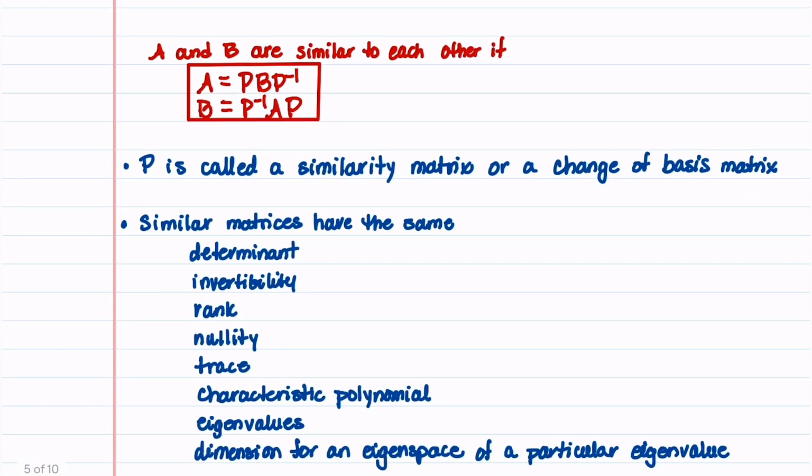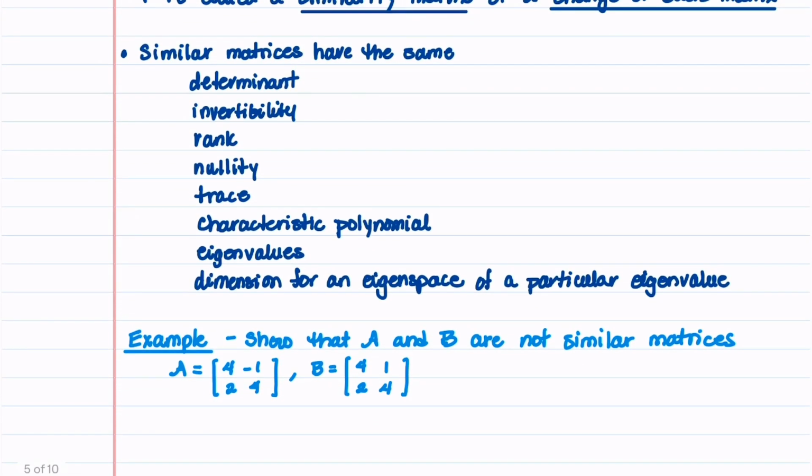Let's talk a little bit more about P. P is called a similarity matrix or a change of basis matrix. Similar matrices have a lot of the same properties. I've listed some of them here. It's very important to note that if two matrices are similar, they will have, for instance, the same determinant. However, if two matrices have the same determinant, they may or may not be similar.